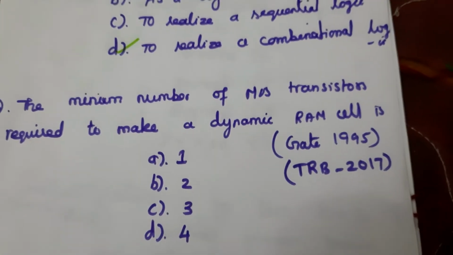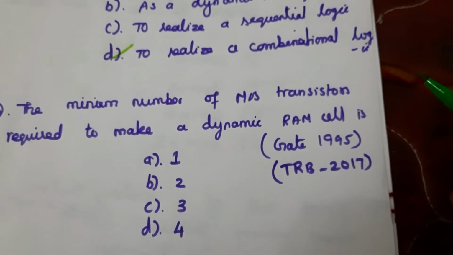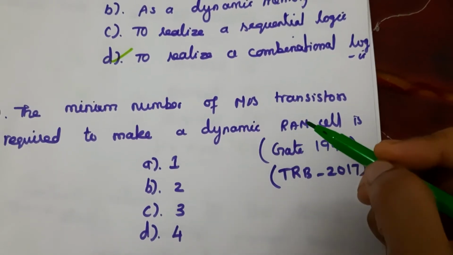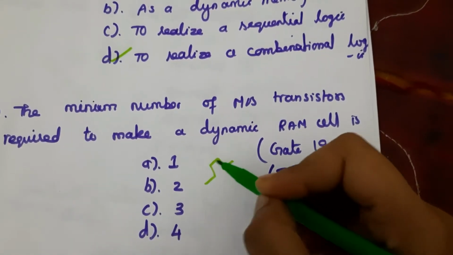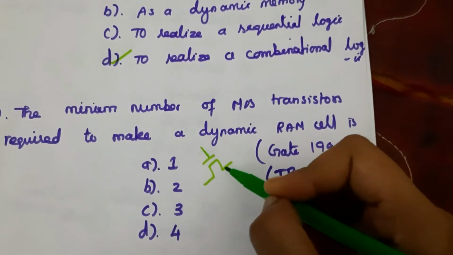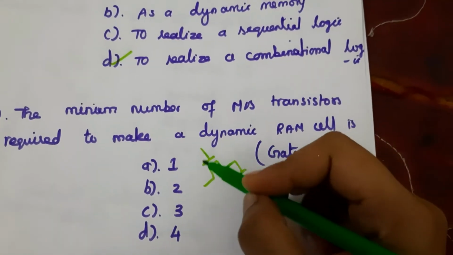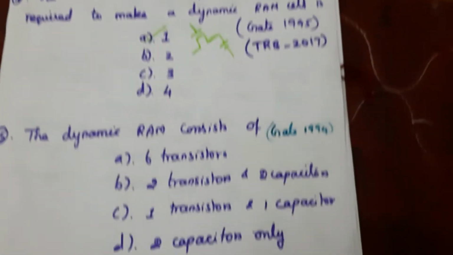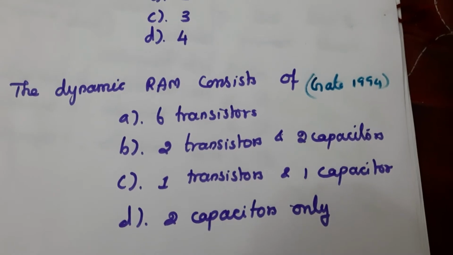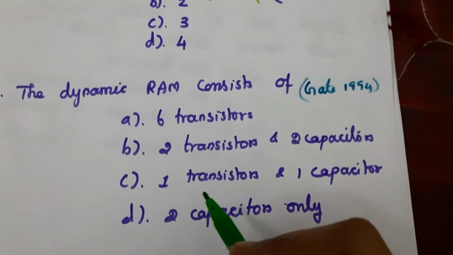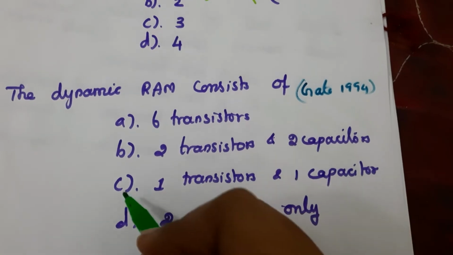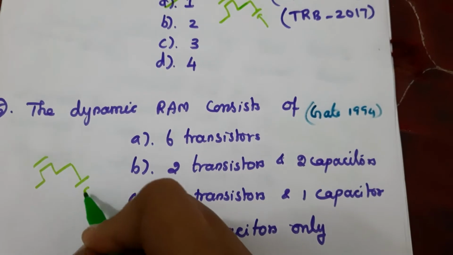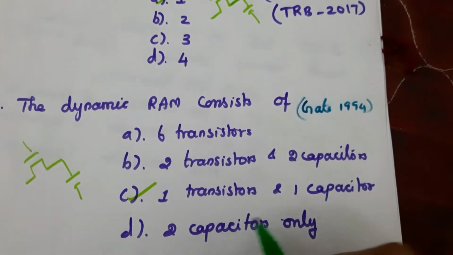And next question, the minimum number of MOS transistors required to make a dynamic RAM cell. A static RAM cell requires 6 MOS transistors. A dynamic RAM cell uses 1 MOS transistor and 1 capacitor. So it requires only 1 MOS transistor. So here the answer is A. Next question, the dynamic RAM consists of, already we saw, 1 transistor and 1 capacitor. So here the answer is C.